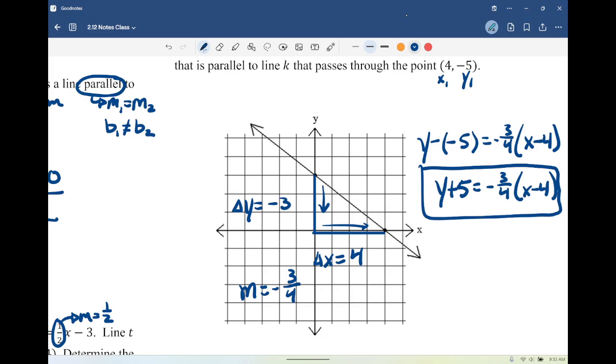What questions do we have right now on parallel lines? All right, big takeaway from parallel: same slope, different intercept. Same slope, different intercept.